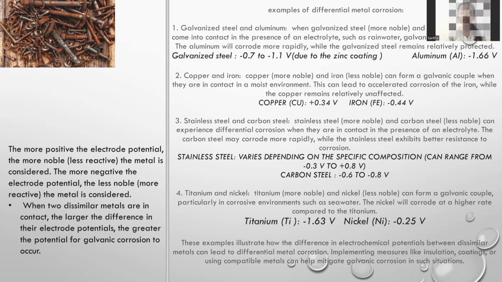Stainless steel and carbon steel: stainless steel varies depending on the substrate composition. It can range from minus 0.3 volts to plus 0.8 volts. The carbon steel is minus 0.6 to minus 0.8 volts. Comparing titanium and nickel, titanium has minus 1.63 volts and nickel has minus 0.25 volts.